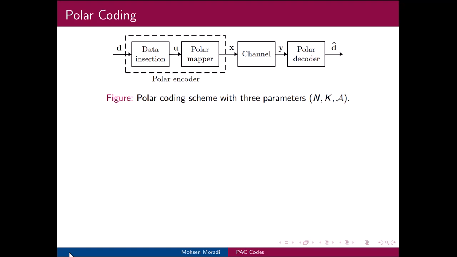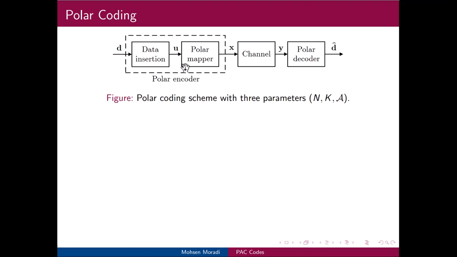In this diagram, we are showing the polar coding scheme, which has three parameters. N, which is the code block length, K, which is the data length, and calligraphic A, which is the set that helps us to map the data vector D into the vector U. The data vector D has length K, and using a data insertion block, we can map it to U, which is a vector of length N.